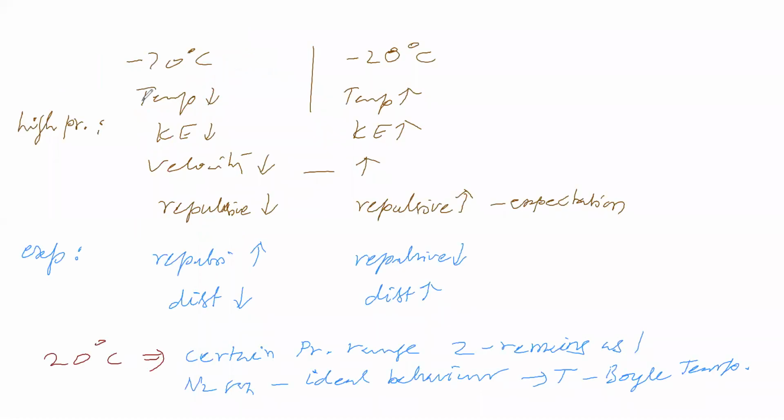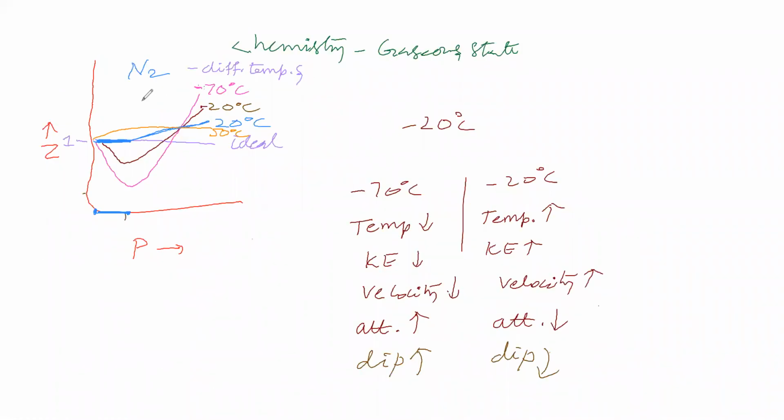Now we will see this nitrogen gas. For nitrogen gas, you see at minus 70 degrees Celsius how the graph is. See at minus 20 degrees Celsius how the graph is. At 20 degrees Celsius, see the graph. At 50 degrees Celsius, see the graph.